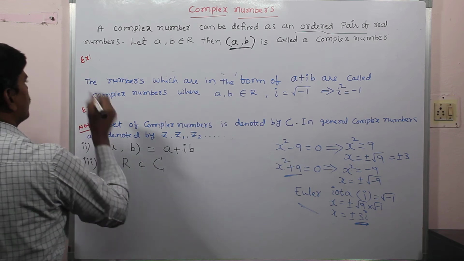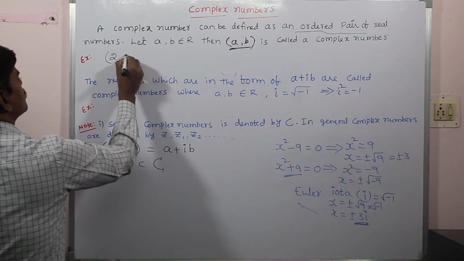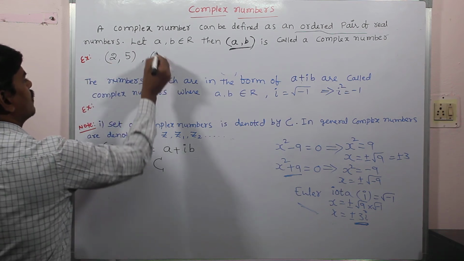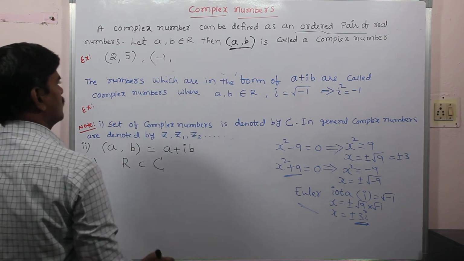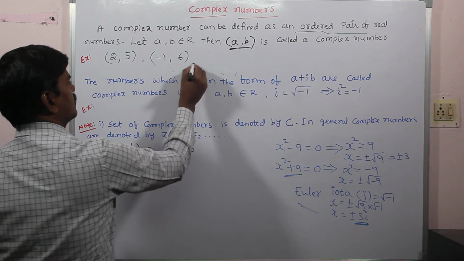We can give a number of examples. For example, a equals 2, b equals 5: 2 comma 5 is a complex number. Suppose a equals minus 1, b equals 6: this is also a complex number.